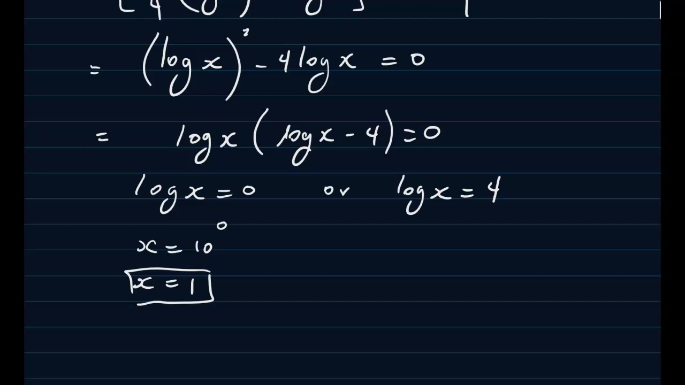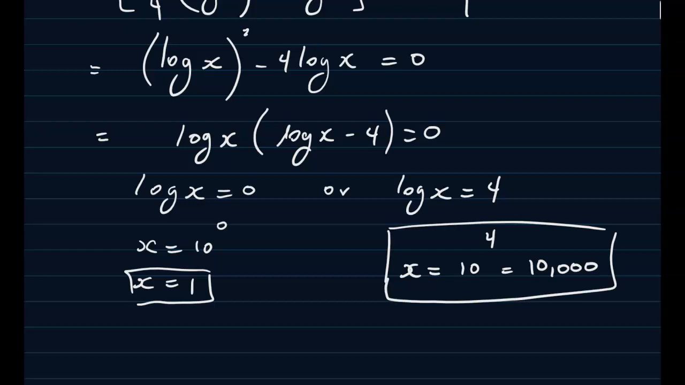The next one is x equals 10 to the 4, and we can see that that is 10,000. Those are the two possible solutions. Excellent.